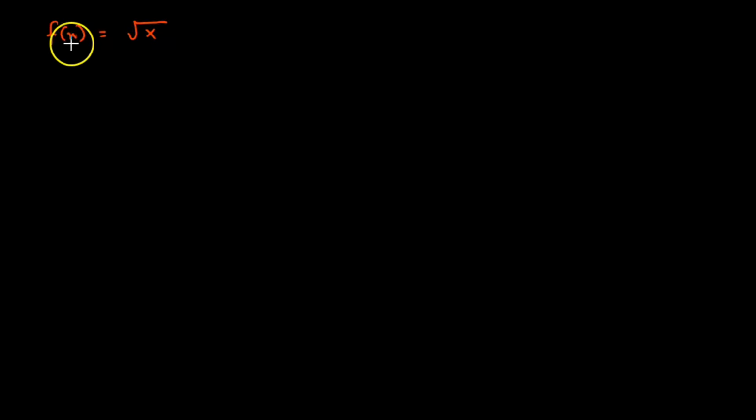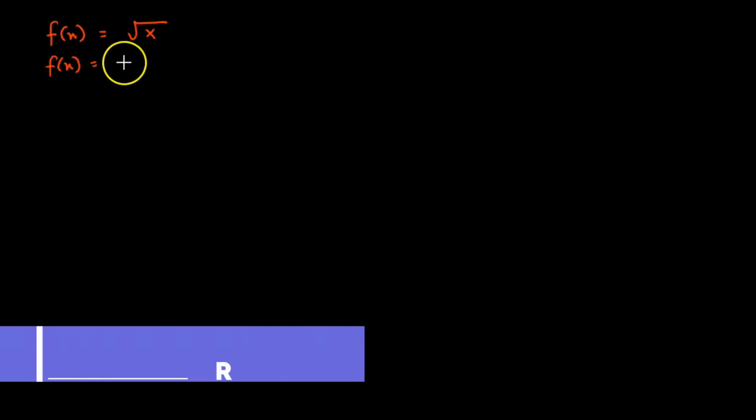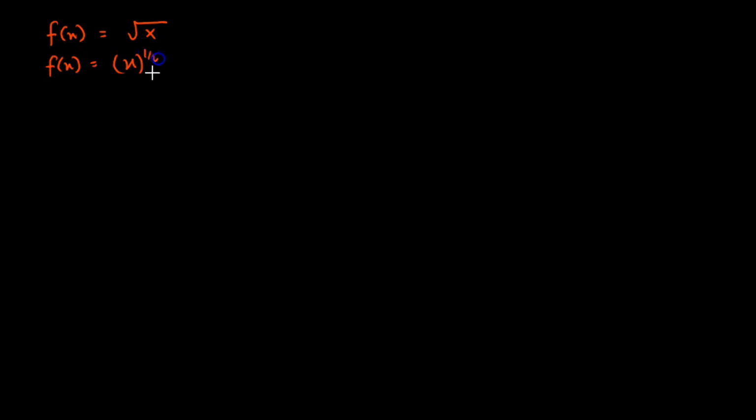So bear with me that f(x) equal to the square root of x can also be written as f(x) equal to x to the power half. So take note of that, but I'm not going to use it today. I'll use it another time. So from first principle, we've learned that dy/dx must be equal to the limit as h approaches 0 of [f(x+h) - f(x)] all over h.